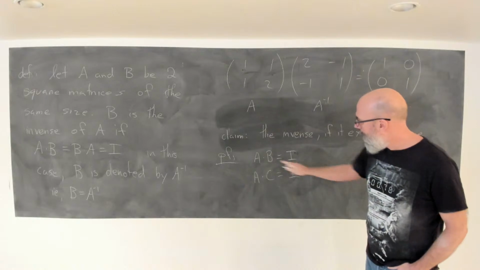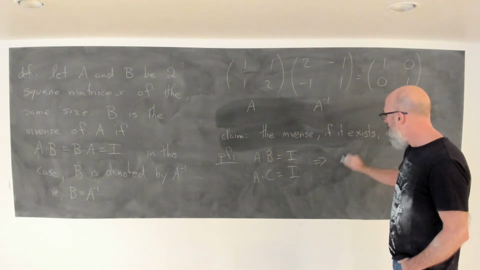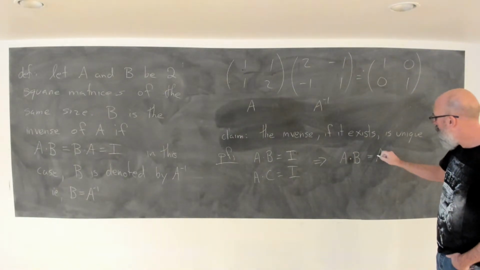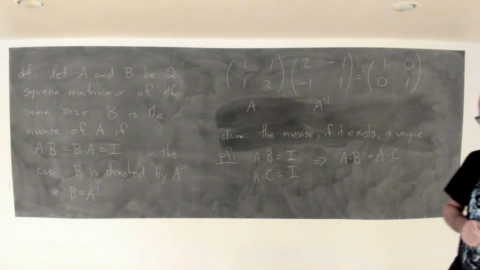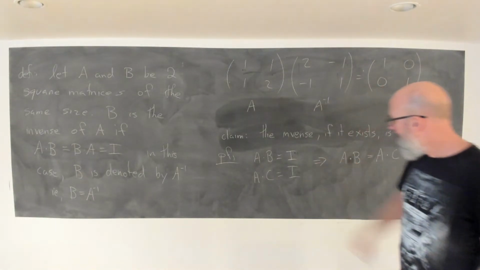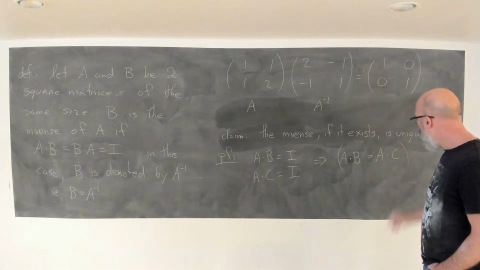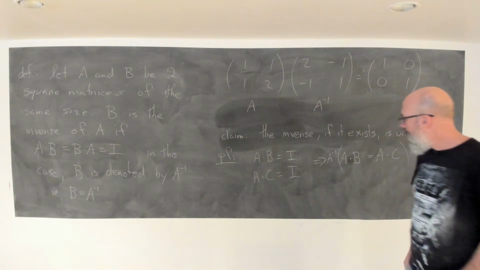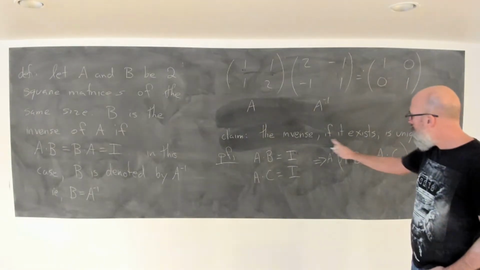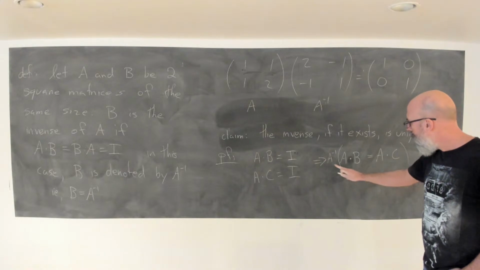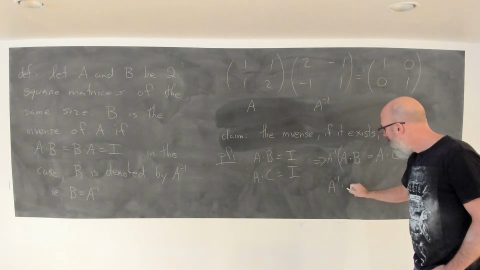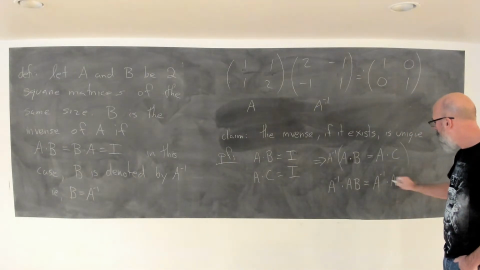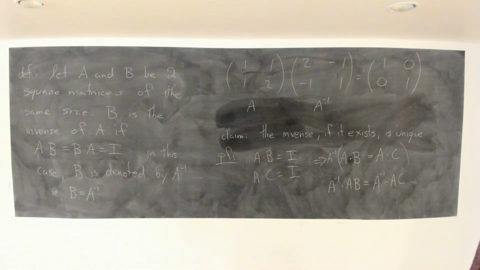Since these two things are the same, then A times B is the same as A times C. Right? Because they're both the identity. Let's multiply this whole equation by the inverse. Right? The inverse exists. So multiply by the inverse. If you do the same to both sides, then equality is maintained.